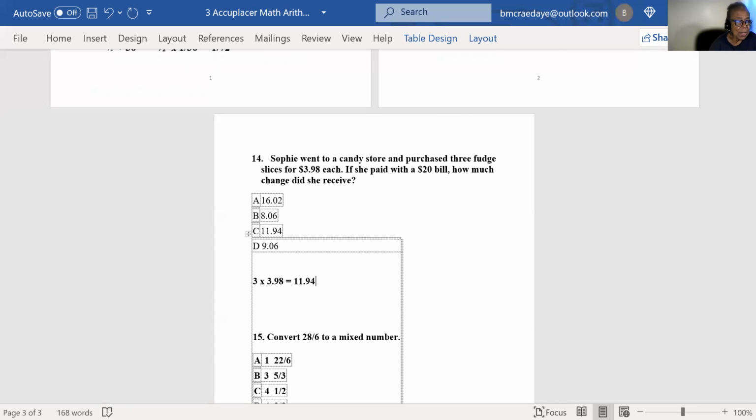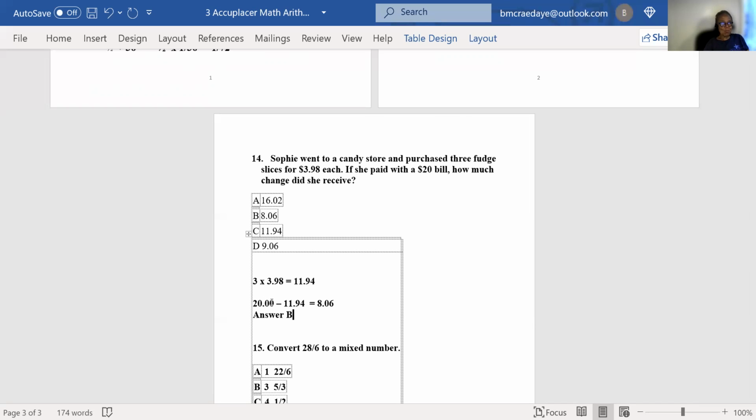Now, if she paid with a $20 bill, what you have to do is subtract that $11.94 from $20. So $20 minus $11.94. What is that equal to? That's equal to $8.06. So our answer is what? Answer B. Okay.